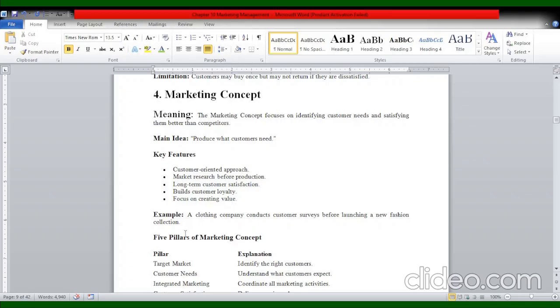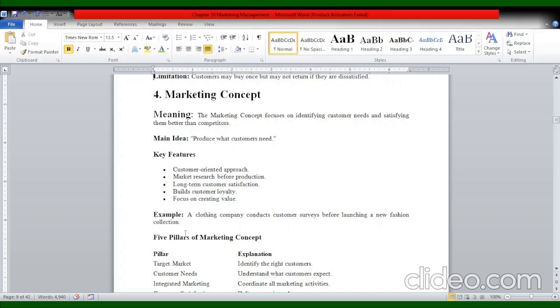Examples we can cite from here. A clothing company conducts a customer survey before launching a new fashion collection. So this is a fundamental example. A clothing manufacturing company conducts a customer survey to learn what kind of clothes customers want.